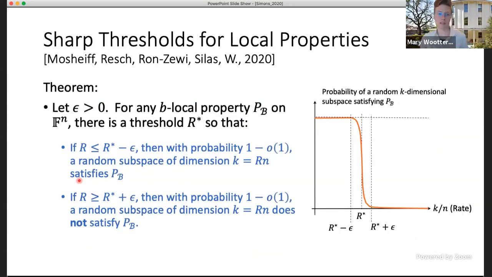Cool. Okay, so with that definition, here's this threshold theorem that I promised. The theorem basically says that for any local property, you're going to get this diagram that we had earlier. So formally, suppose that epsilon is greater than 0. For any B local property, P sub curly B on F to the N, there's some threshold R star right here, so that if you back off a little bit from R star, then you'll satisfy the property with probability 1 minus little o of 1. If you go forward by epsilon, so look at a slightly higher dimensional subspace, then with probability 1 minus little o of 1, you will not satisfy the property. Okay, so this threshold thing is pretty general.